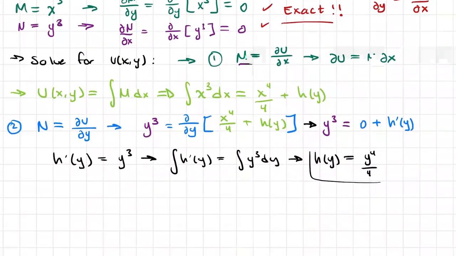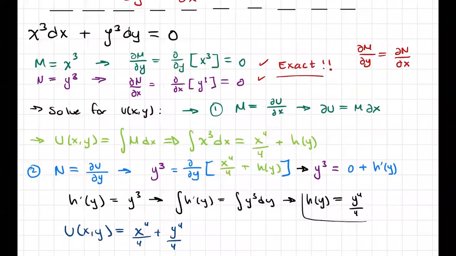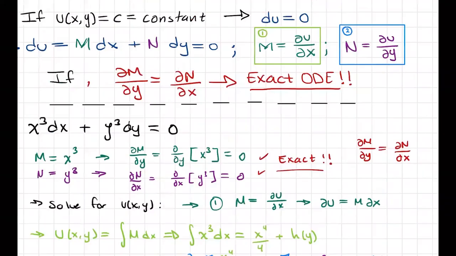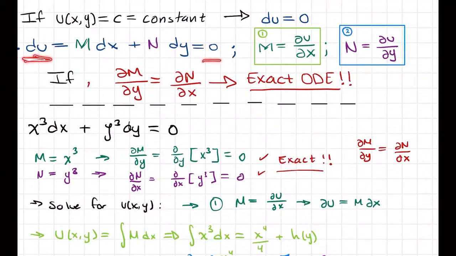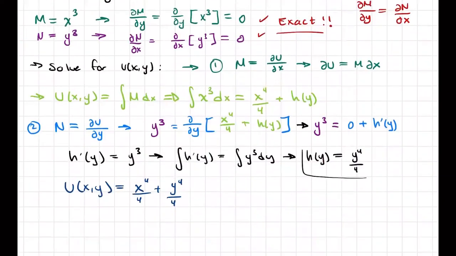So after this, we can then get that u as a function of x and y is equal to x to the 4th over 4 plus y to the 4th over 4. And since we know from the beginning that du is equal to 0, we have this in our rules, right? That if du is equal to 0, then u needs to be equal to some constant.